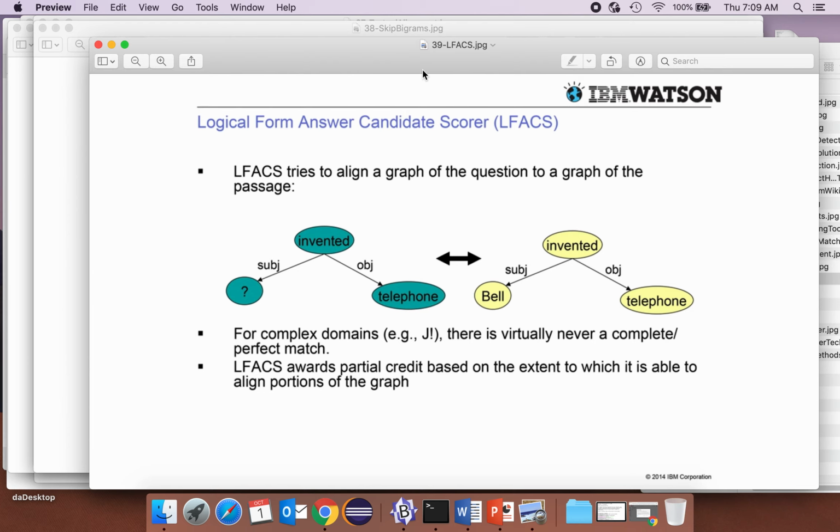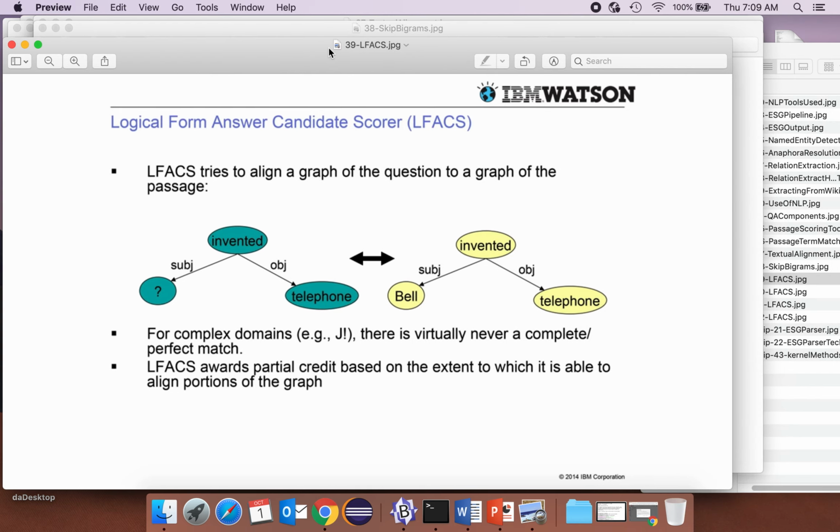Logical form answer candidate score. So notice what we do over here is we're looking at the parse trees or the graph. They want to find out who invented the telephone. And so maybe it says he invented the telephone or something like that. Then suppose we have a sentence where we see that Bell invented the telephone. Again, imagine that the sentence is more complex and the clue is more complex, but it distills down to these things: subject, predicate, object.